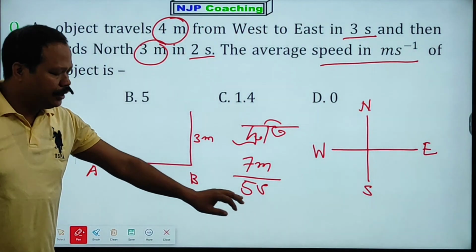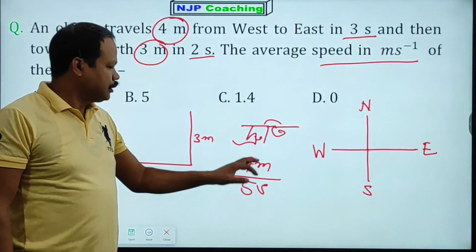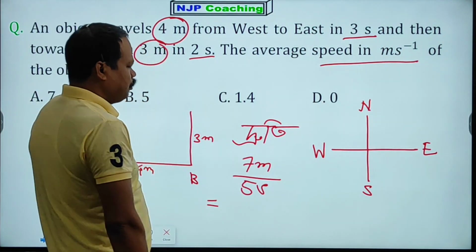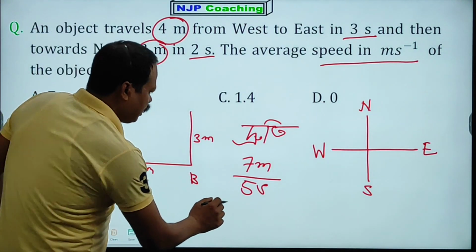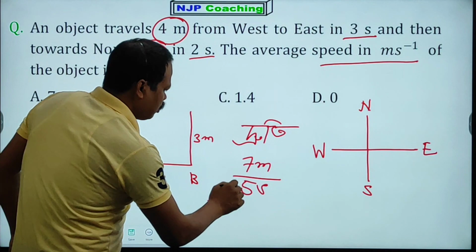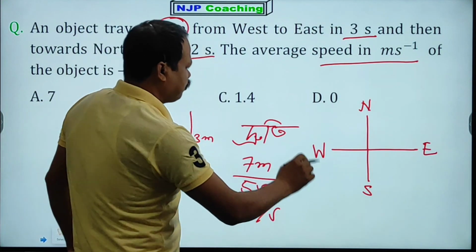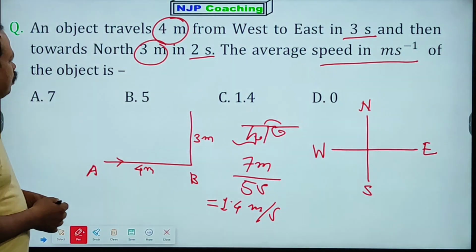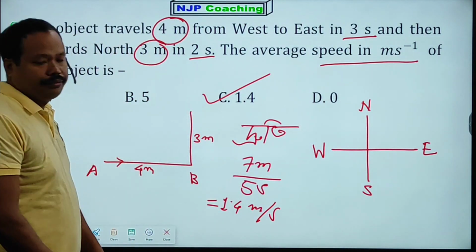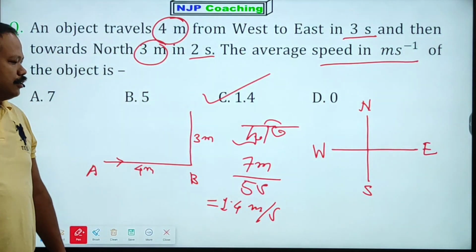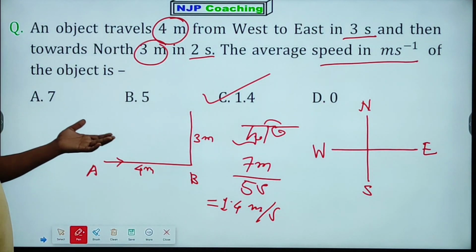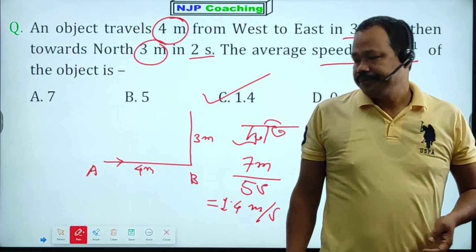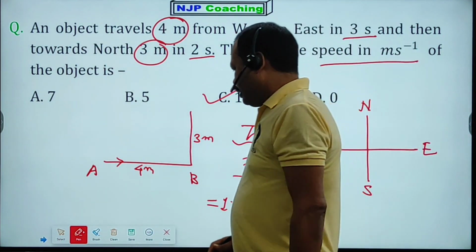Total distance divided by total time. 7 meter by 5 seconds. That means 7 by 5 meter per second. If we divide 7 by 5, then 1.4 meter per second. Very simple. Total distance by total time we have to do. So in the option it is given 1.4. C is the right answer. Sometimes this question may come to find average velocity also. Okay, later I will come to that. Average velocity also. Next question.